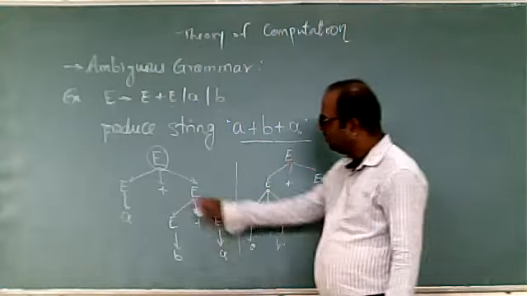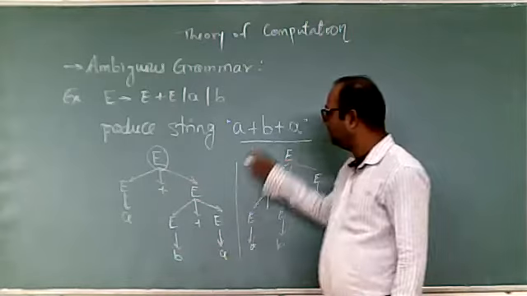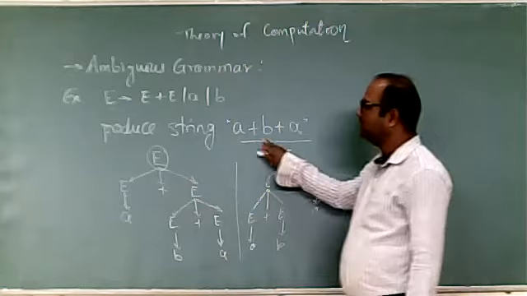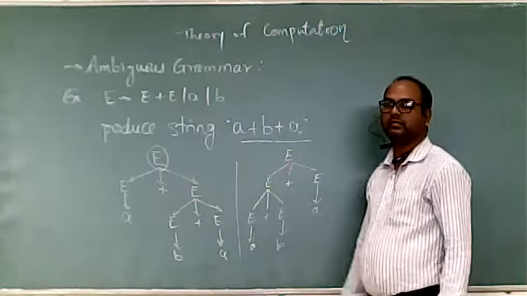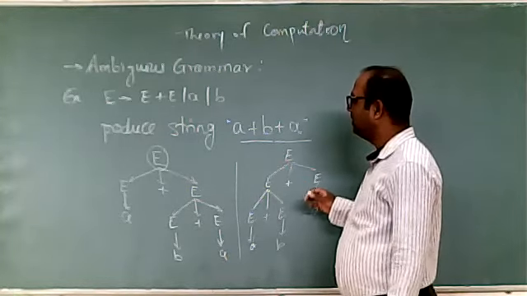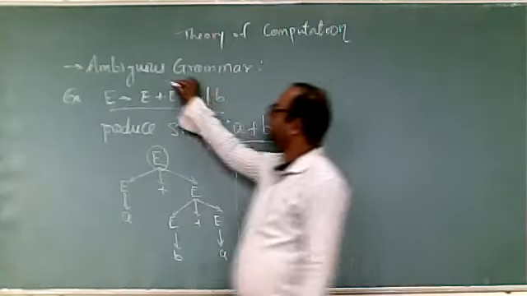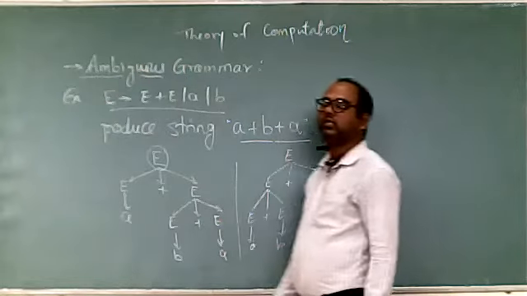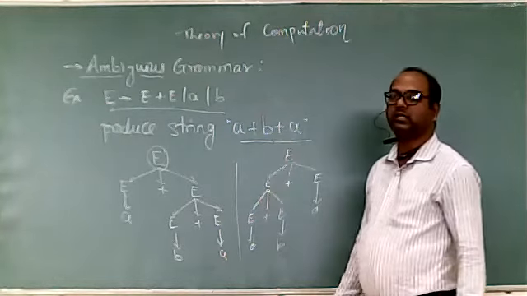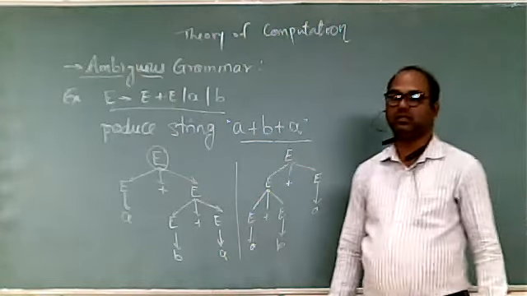But if we observe, we have these two different parse trees. This is one parse tree which is generating this string with the help of this grammar. This is a second parse tree which will generate this string with the help of the same grammar. So if we get such a situation, we will say it is an ambiguous grammar. It is an ambiguous grammar because it generates two different parse trees for the same string with the same productions. So this is what ambiguity is.